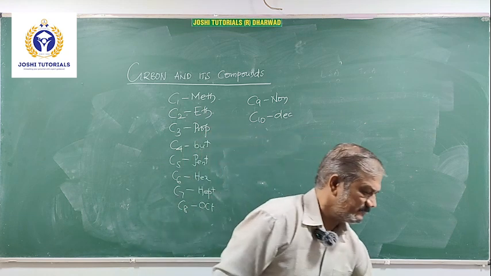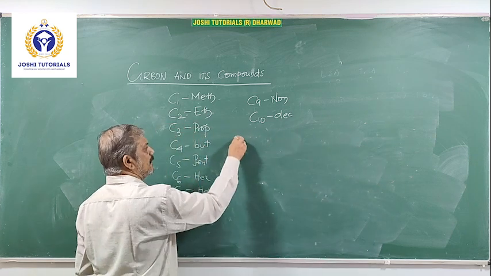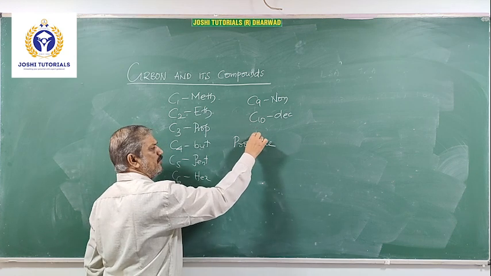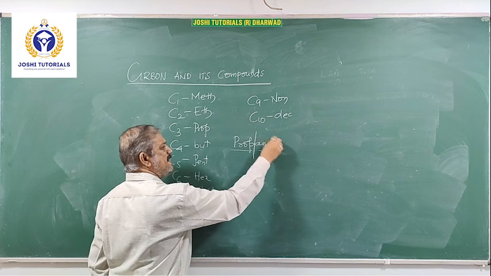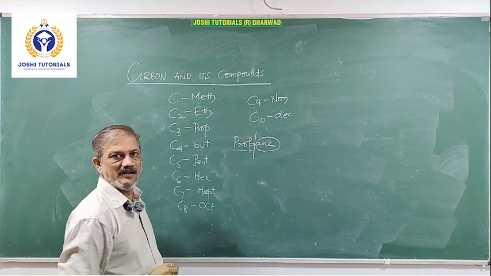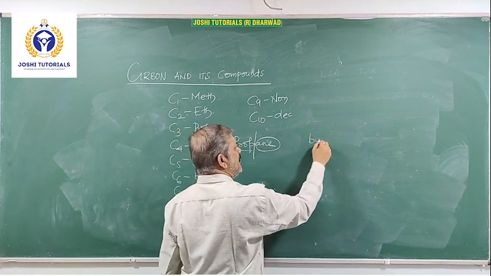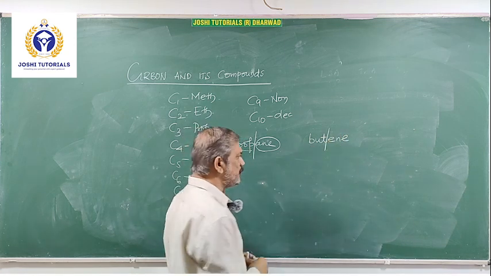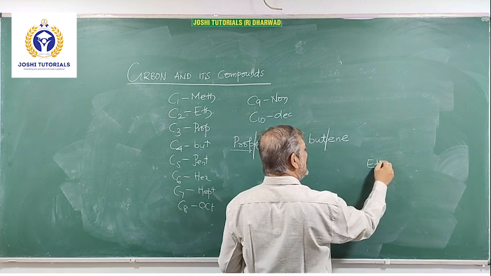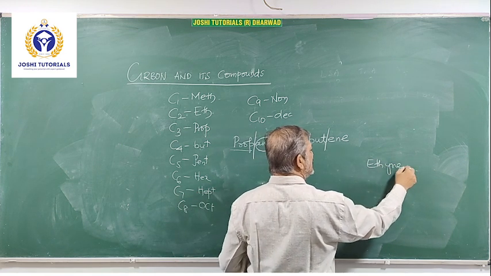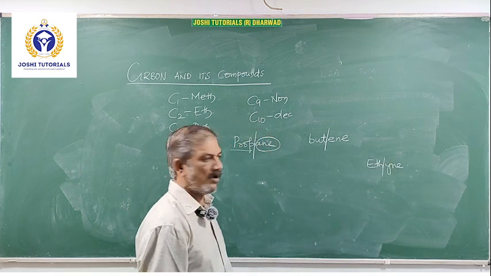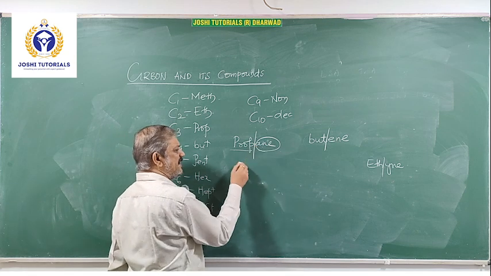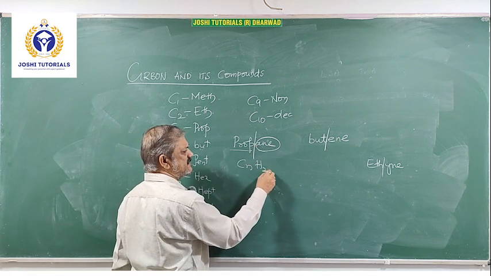For example, propane. If you break the word, prop and ane. If you take butene, but and ene. If you take ethyne, eth and yne. Prop means three. It ends with ane. The general formula is this.